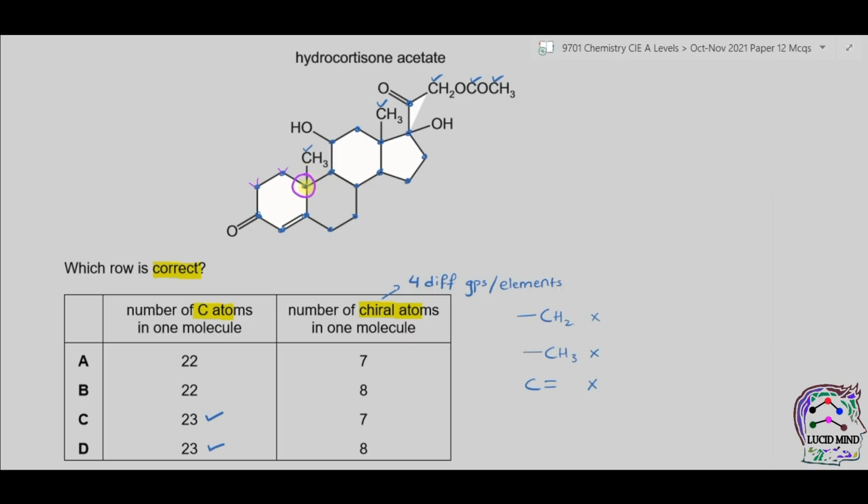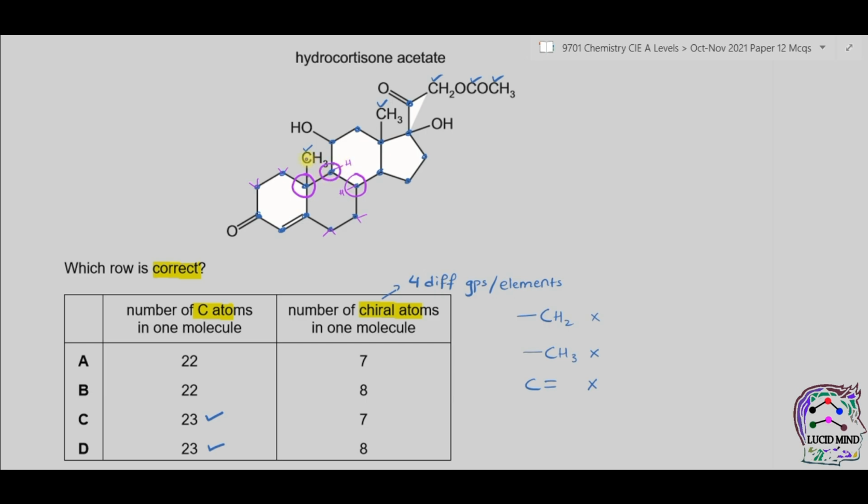So one chiral carbon is present here. Then this has two hydrogens, not chiral. Let's look into this one. We can see that we have one hydrogen atom also present. So this is chiral. Again in this one we have one hydrogen atom present, so this is also chiral.